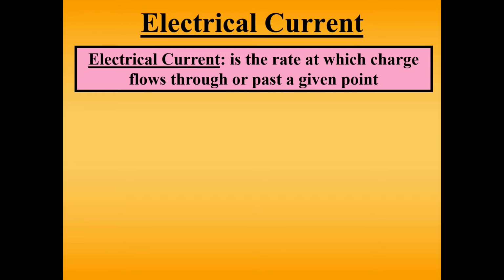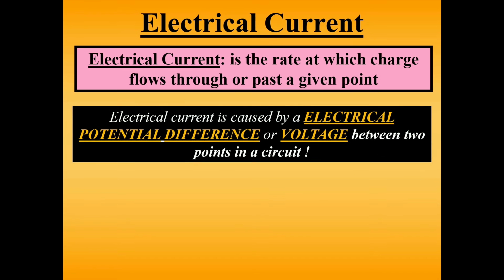Now, let's take a look at electrical current. Electrical current is the rate at which charge flows through or past a given point. So this may be in a circuit, it might be through air. We'll see there's a couple different examples. Electrical current is going to be caused by electrical potential difference, or voltage, between 2 points in a circuit. Now this can be different than a current of a river, which is driven by a difference in gravitational potential energy.